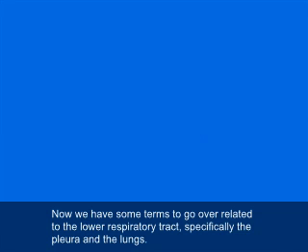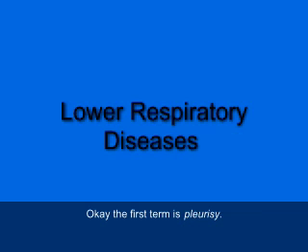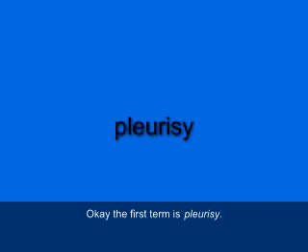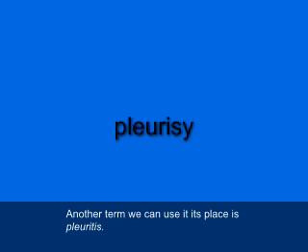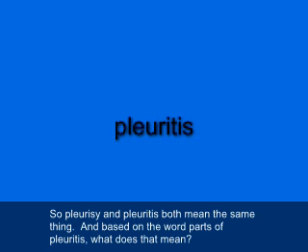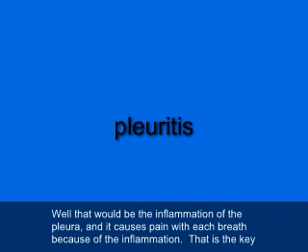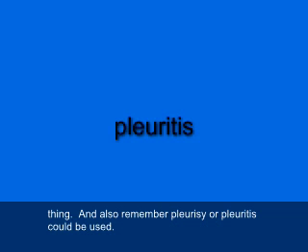Now we have some terms to go over related to the lower respiratory tract, specifically the pleura and the lungs. Okay, the first term is pleurisy. Another word that we can use in its place is pleuritis. So pleurisy and pleuritis both mean the same thing. And based on the word parts of pleuritis, what does that mean? Well, that would be the inflammation of the pleura, and it causes pain with each breath because of inflammation. That's the key thing. And also remember that pleurisy or pleuritis could be used.